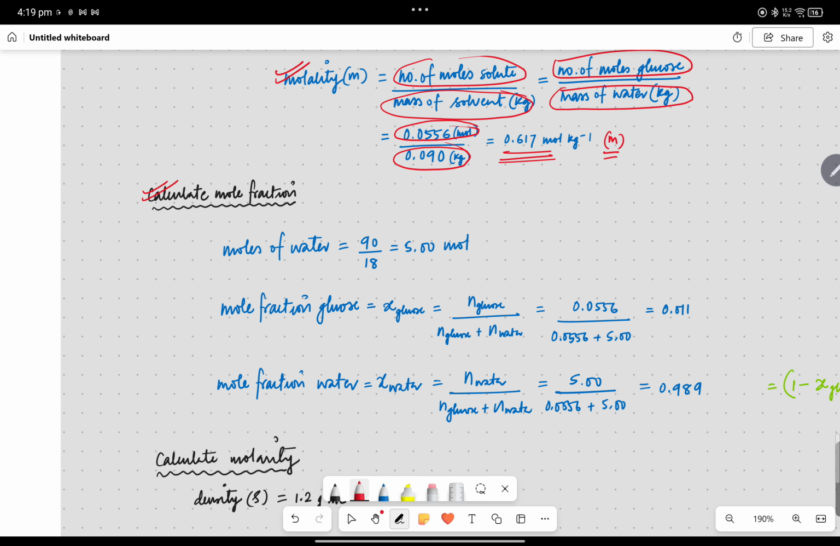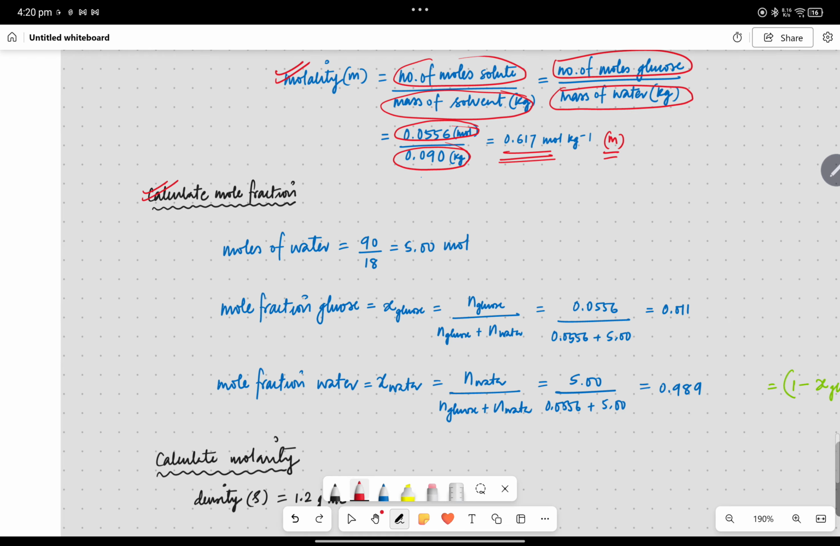Now coming to the second, part B of this, to calculate mole fraction. For mole fraction, first principle again. You need moles of glucose and moles of water. If we want to calculate the mole fraction of water, and if you want to calculate the mole fraction of glucose, then number of moles of glucose divided by number of moles of glucose plus number of moles of water, right? Simple. So for that, we need moles of glucose and moles of water. First of all, calculate the moles of glucose and moles of water.